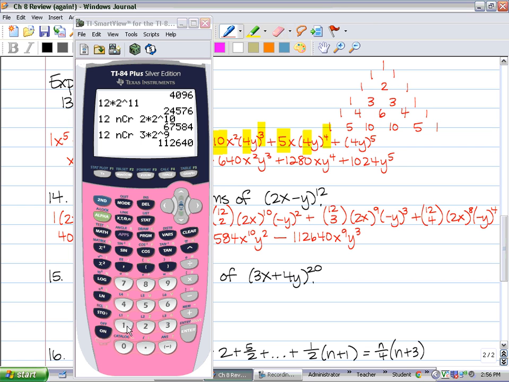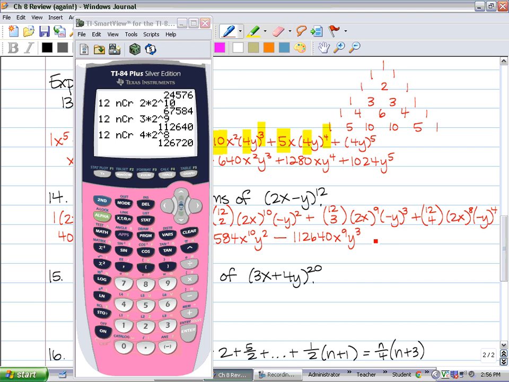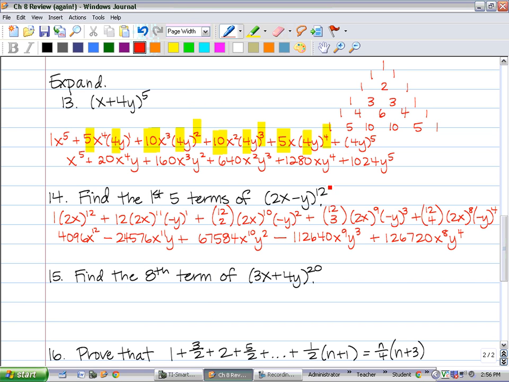And then last one, 12 C 4 times 2 to the 8th. Final coefficient for the first 5 terms anyway is plus 126,720 x to the 8th, y to the 4th. Now you know this is going to keep going because there's going to be a total of 13 terms, but there's the first 5, just like I asked. 1, 2, 3, 4, 5.